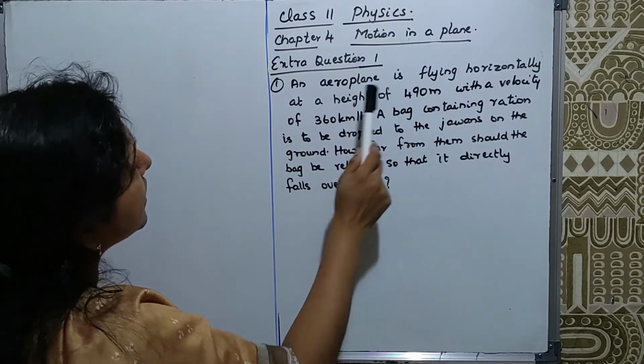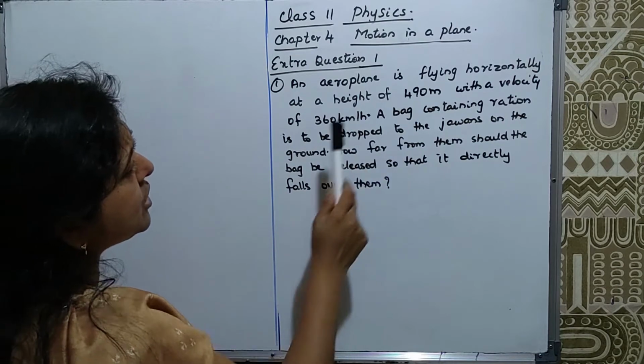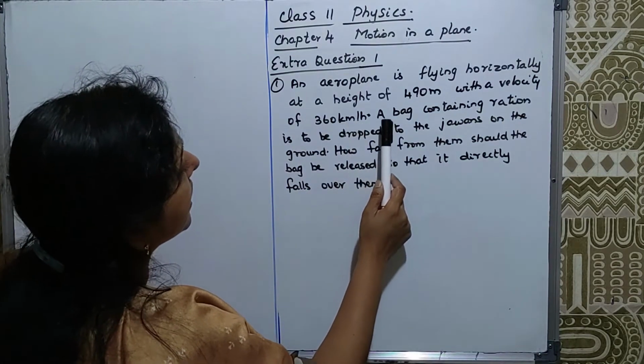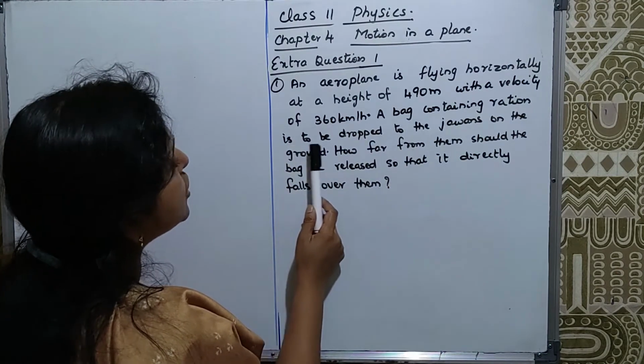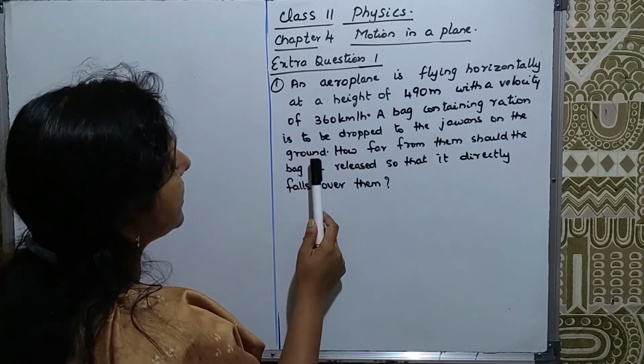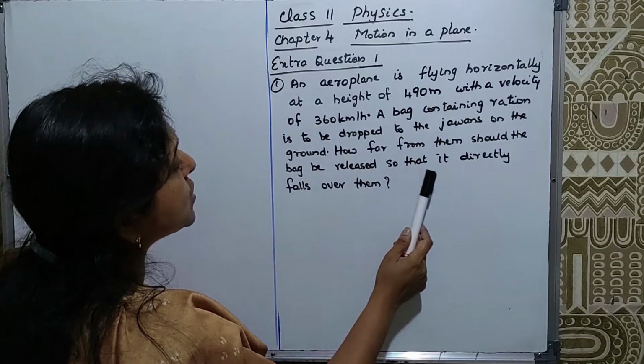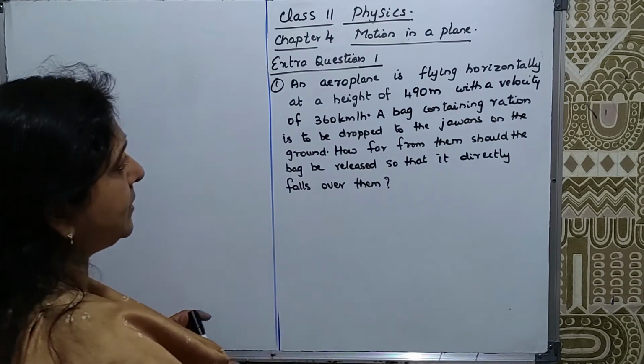An aeroplane is flying horizontally at a height of 490 meter with a velocity of 360 km per hour. A bag containing ration is to be dropped to the Jawans on the ground. How far from them should the bag be released so that it directly falls over them?